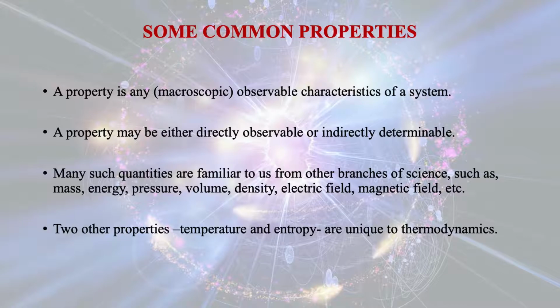Now, some common properties that in science you might have come across: pressure, volume, temperature. So we will discuss those common properties. A property is any observable characteristic of a system. A property may be either directly observable or indirectly determinable. Many such quantities are familiar to us from other branches of science, such as mass, energy, pressure, volume, density, electrical field and magnetic field, etc. And two other properties, temperature and entropy, are unique to thermodynamics.